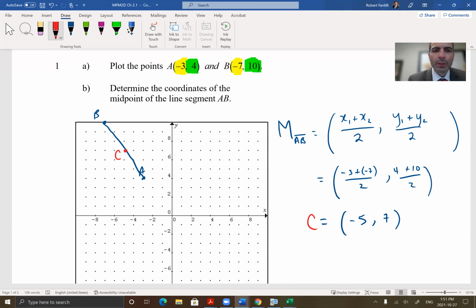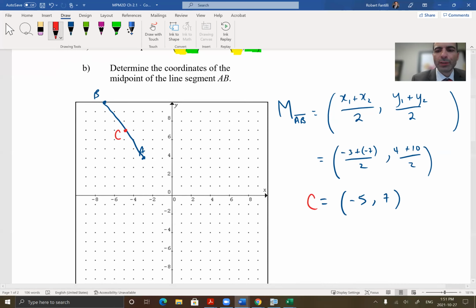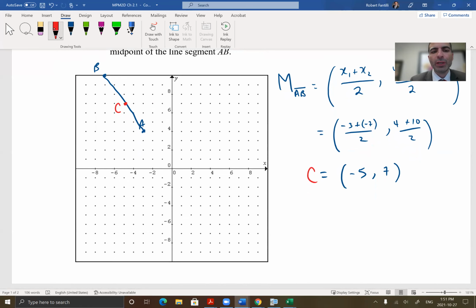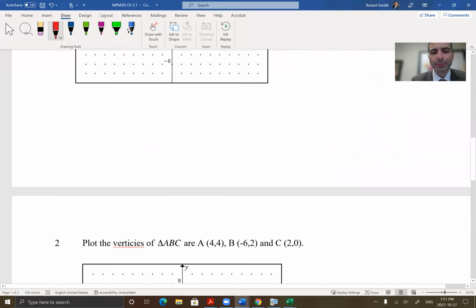Okay. Determine the coordinates of the midpoint. C is equal to (-5, 7). It's literally plug and play into that formula. As long as you can remember that it's the average of the two coordinates, divided by 2, right? So by adding them together and dividing by 2, you then have found the midpoint.